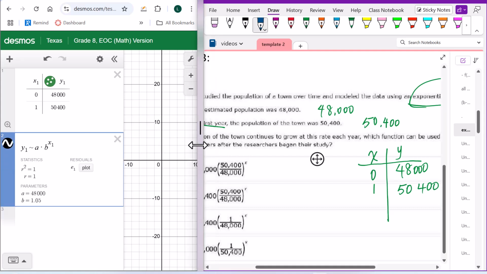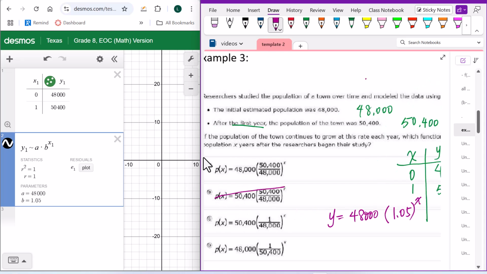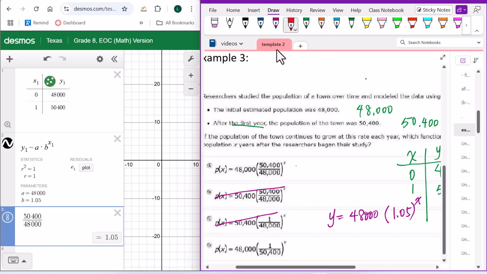So we are given a equals 48,000, b is 1.05. So we get y equals 48,000 times 1.05 to the x power. Therefore, this is wrong. Check inside. We got 1.05. Therefore, A is the solution.